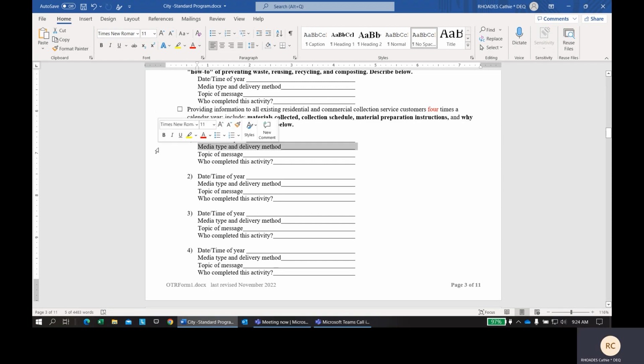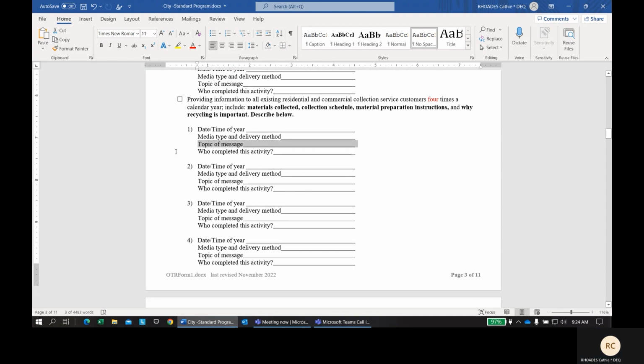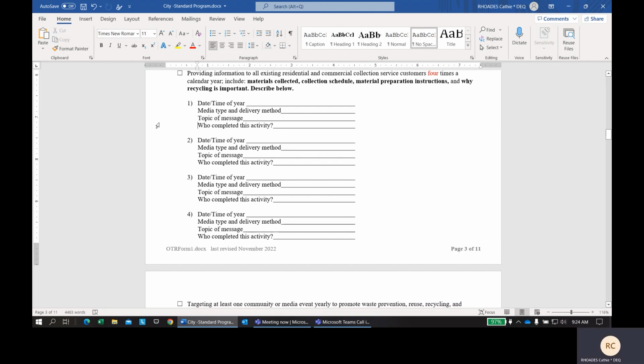Next, the media type would be telling us, is it a newsletter, a brochure? Is it on the web page? Topic of message. Are you including the waste prevention, reuse, and composting, or was this touch just for recycling? And lastly, who completed this activity? Was it the service provider? Was it the city? Was it the county? Or was it someone else?